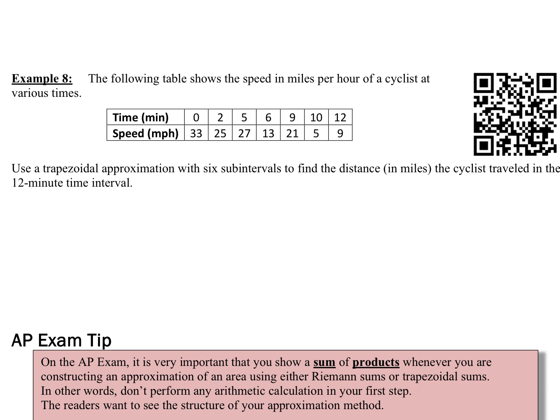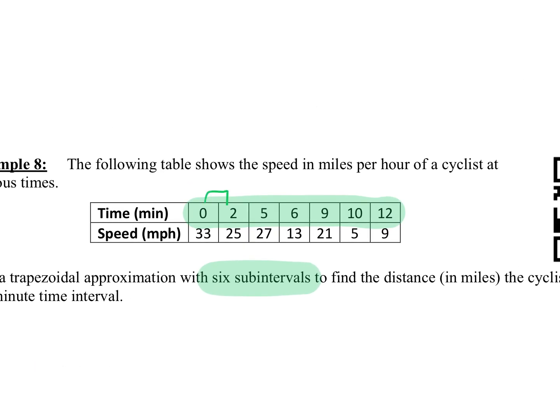Okay, this is the same thing. We're doing trapezoidal approximation, but we're given a table this time. And it wants us to use 6 subintervals. So in this time frame from 0 to 12, I want to make 6 subintervals. So I've got from 0 to 2, 2 to 5, 5 to 6, 6 to 9, 9 to 10, 10 to 12. That gives me 6, yes?